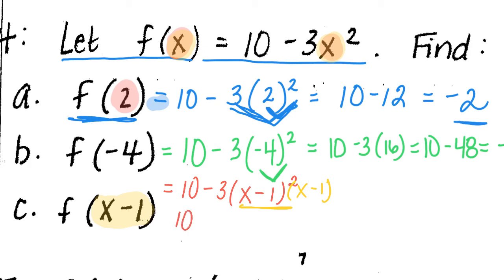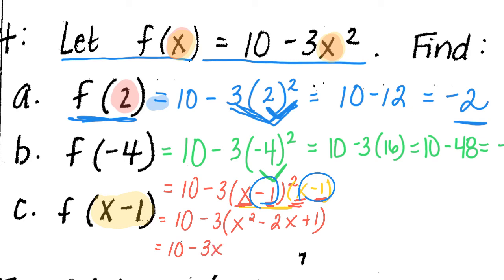So sometimes I like to write another one so I could see it. So I know I have 10 minus 3. Well, first terms, x times x is x squared. Outer terms, negative 1x. Inner terms, negative 1x. So that's going to add to be negative 2x. In my last terms, negative 1 times negative 1 is 1. From here, we have to distribute all of the negative 3. Negative 3x squared plus 6x minus 3, and add like terms to get the answer.